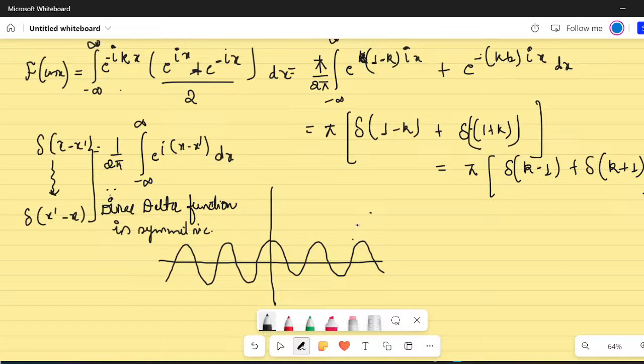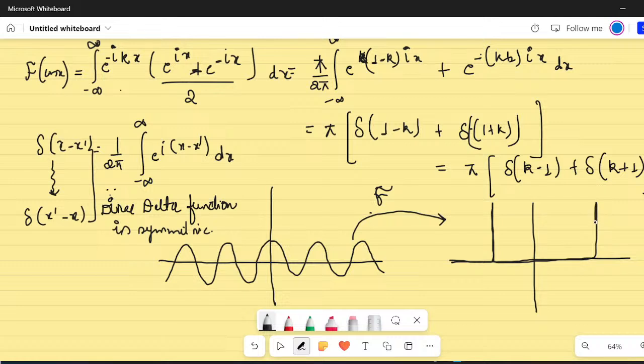Okay, now this particular graph transforms into this particular graph after the Fourier transform. So if I take a Fourier transform of this particular function, there will be two peaks. One peak will be appearing at x equal to minus 1, and another peak will be appearing at x equal to plus 1. So this is how your Fourier transform would behave.